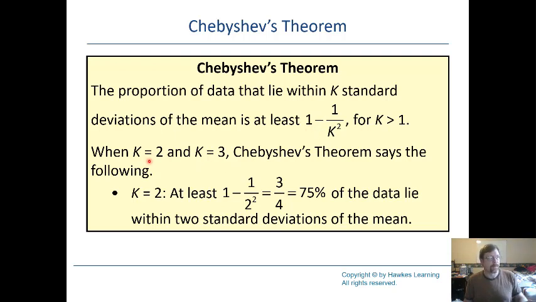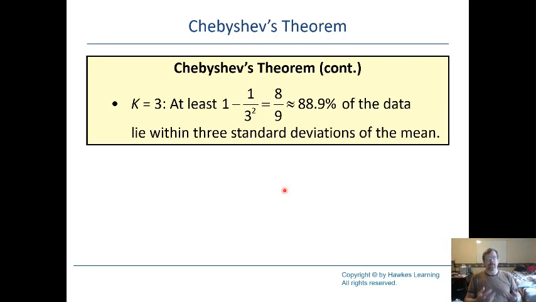So for 2 and 3, for example, we put in 2 standard deviations. 2 squared gives us 4. So 1/4. 1 minus 1/4 is 3/4, 75%. So it's at least 75%. So that gives us a minimum that sits in that range. It could be greater. And again, with 3, we end up with a minimum of roughly 89%. Gives us a good ballpark to start from, anyway.